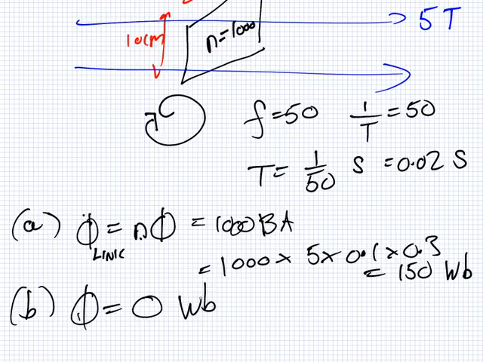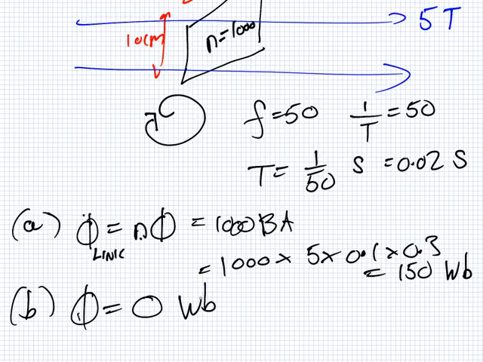When it is perpendicular, it's 150 Webers. There's 150 magnetic field lines going through the plane. When the plane is horizontal, the field lines are all parallel, none of them go through the plane. They just pass over it. There needs to be some angle. There is no angle when it's horizontal.